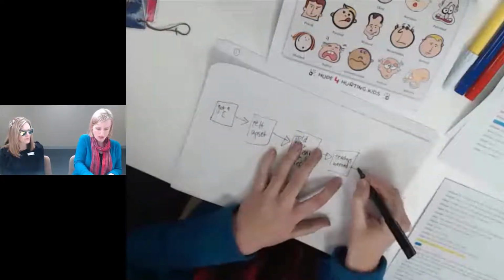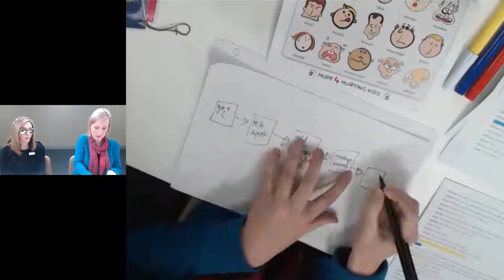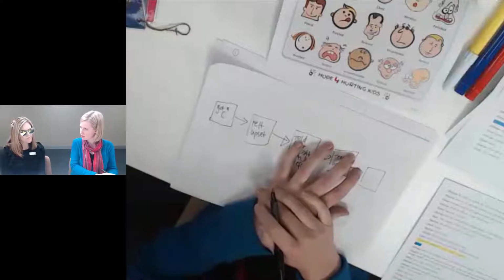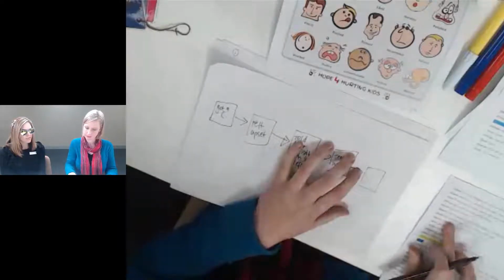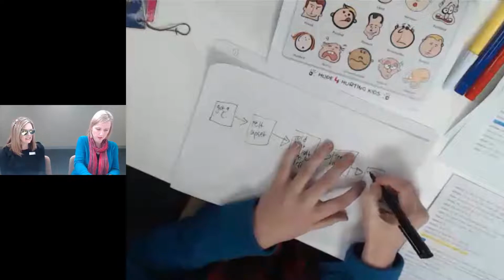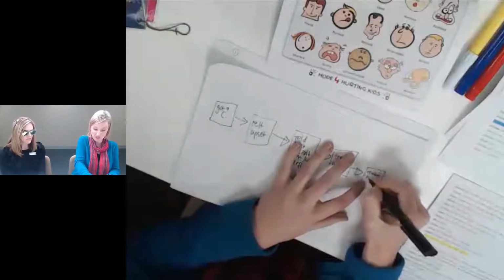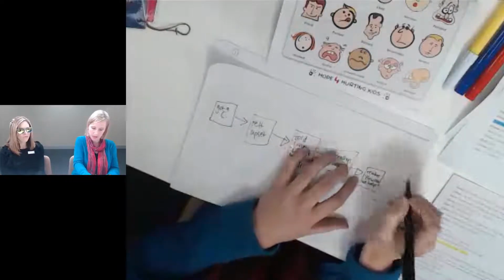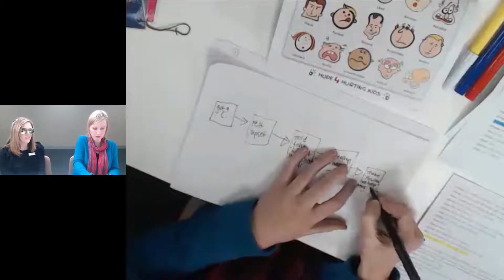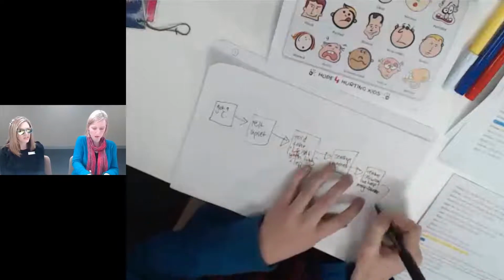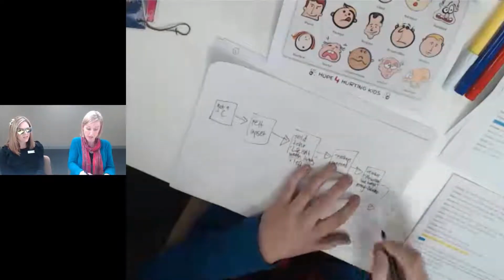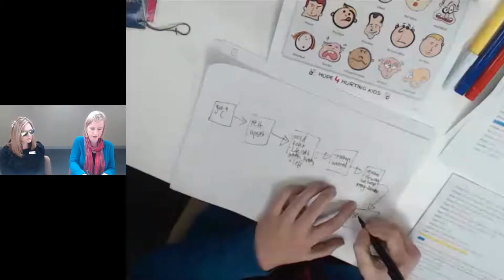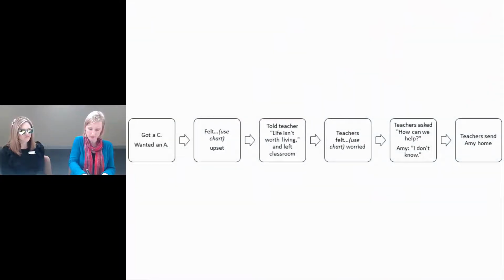What did they do or say? They sent me home. Did they send you home straight away or did they try to help first? They wanted to help, I guess. So teachers might have asked you, how can we help? Something like that. And how did you respond? I don't know. Good. Okay. And what happened then? Stupid teacher sent me home. Sent Amy home. Okay.